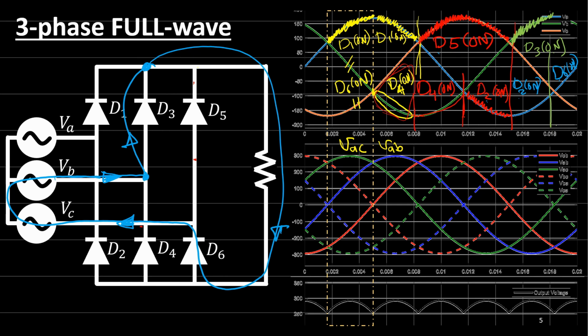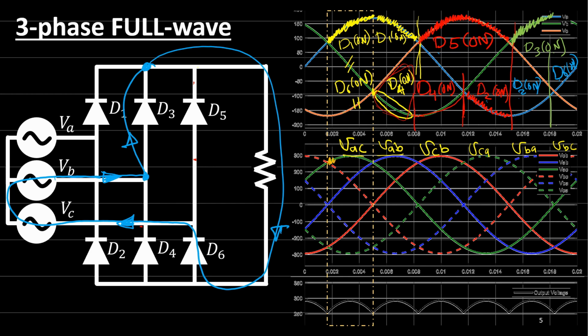Okay, and the voltage is here. The output voltage is how much? This is VAC, VAB, and here VCB, and then VCA, and here VBA, and finally VBC. Okay, so the voltage is like this.